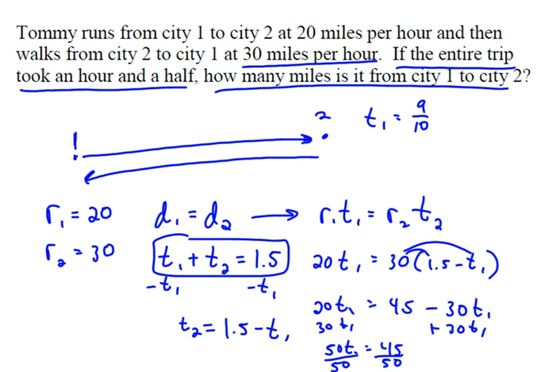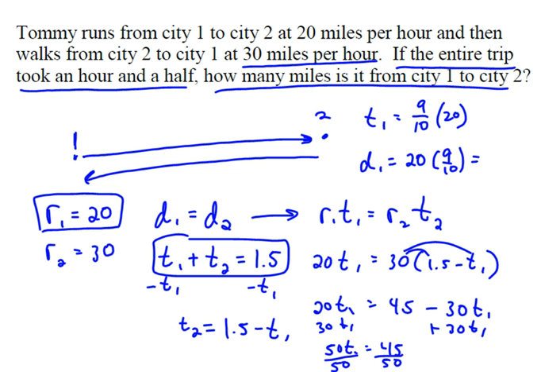And so if time 1 is 9/10 of an hour, we can find, it says how many miles is it from city 1 to city 2, so that's distance of 1. And so all we need to do is multiply the rate, 20, times 9/10. So distance of 1 is going to give you the rate of 1, which is 20, times the time of 1, which we just calculated to be 9/10, and that easily multiplies to 18. So the distance between the two cities is 18 miles. And so it takes 9/10 of an hour to go there the first time, and then it's going to end up being 6/10 of an hour to go back the other direction. But the correct answer in this question is 18.